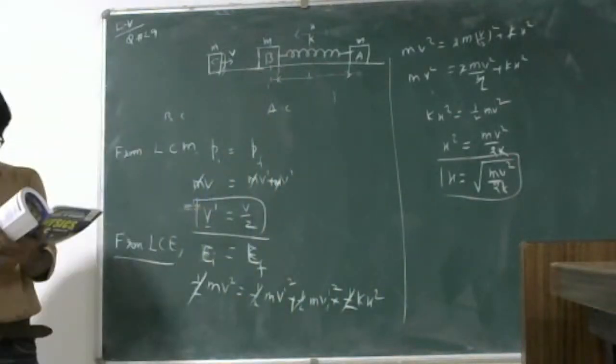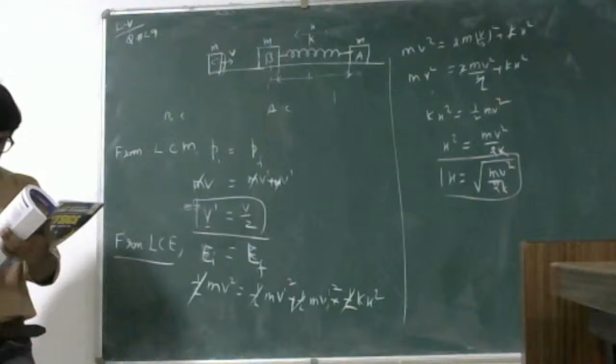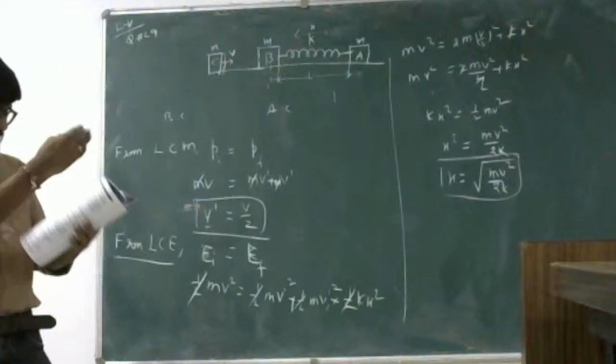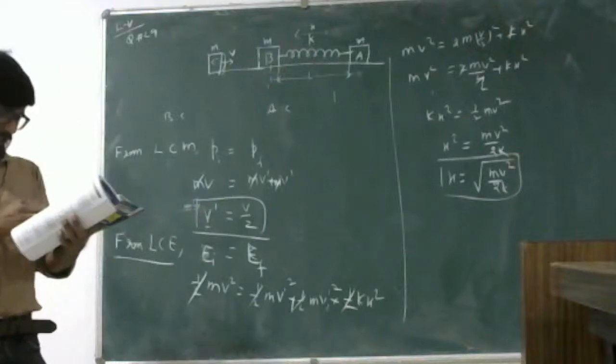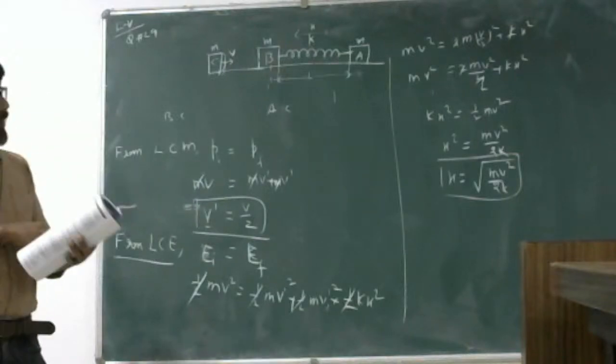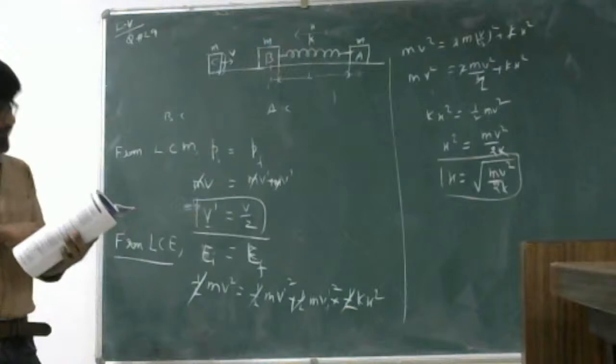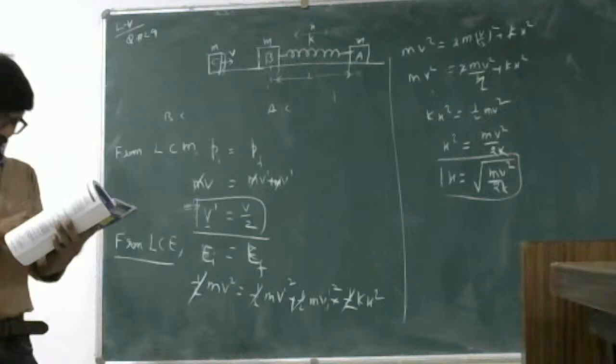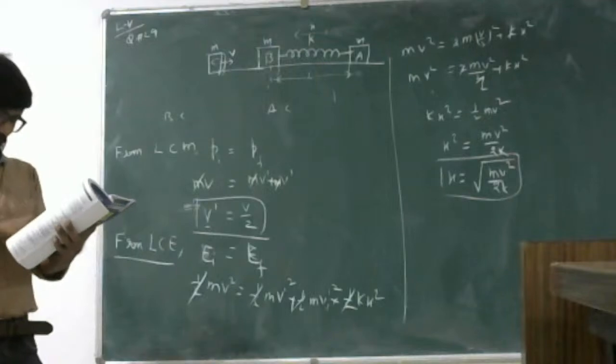Looking at the options, the first option says the frequency of oscillation of the system is something. To understand, let us see how to work it out. If you know k, then you can get it. The second option says the kinetic energy of the system at maximum compression of the spring is m v square by 4. Is it correct or not?